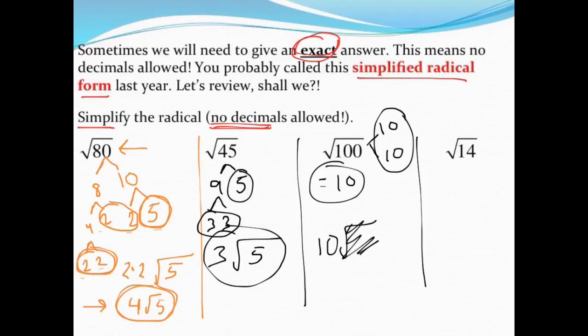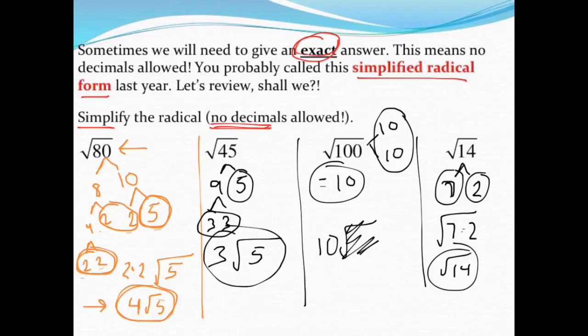And then finally, one other example with 14, I can break that down into 7 times 2. And there's no pairs of anything. So nothing gets to pair up, nothing gets to go out front. All that happens is these 2 single numbers stay at home and multiply, and we just end up with square root of 14. That can't be simplified, or you could say it's already simplified.